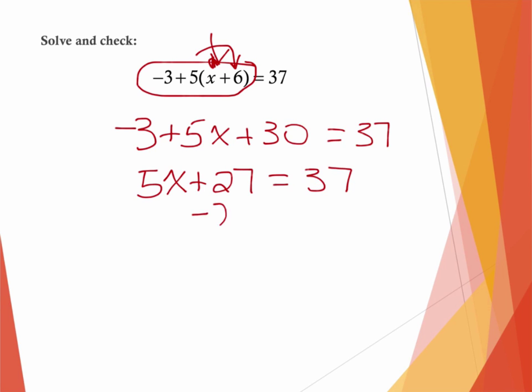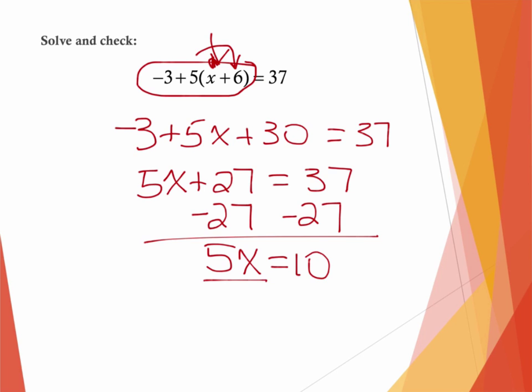Subtract 27 from both sides. 5x is equal to 10. Divide by the 5. X is equal to 2.